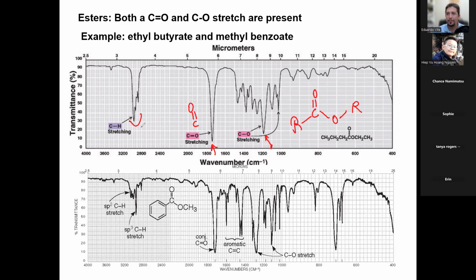What's this at 3000? It says right there. Just tell me, because I need to drill this into your head. That is the CH bonds. That's right. You see? So I could do that with the carbonyl too, but not everything has a carbonyl.